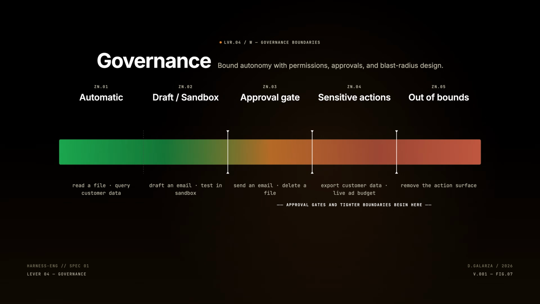A governance failure is when the agent is technically capable of doing something, but the harness has not decided whether it should be allowed to do it. Sometimes that means the agent is too constrained and can't finish the task. Other times, it means that the agent is too unconstrained and takes an action you did not intend. Both are governance problems. So the governance question is, what can the agent do automatically, what requires approval, and what should be out of bounds entirely?